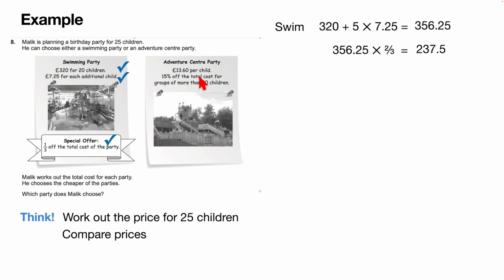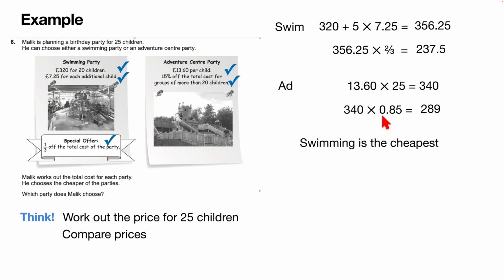Adventure Centre Party, 13.6 per child, 15% off the total cost. Okay, so adventure, 13.6 times 25 equals 340. 15% off, which means I pay 85%, 0.85. Remember, to go from a percentage to a decimal, I have to divide by 100. 85 divided by 100 is 0.85. And this is 289. Oh, gosh, big difference. Clearly, swimming is cheaper. So let's just check I've got everything. That's included. I took off the 15%. Yep, swimming is the cheapest.